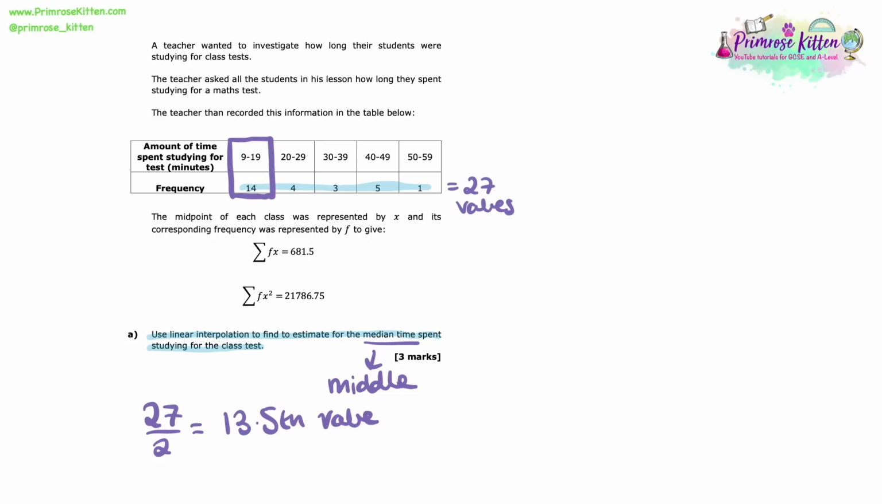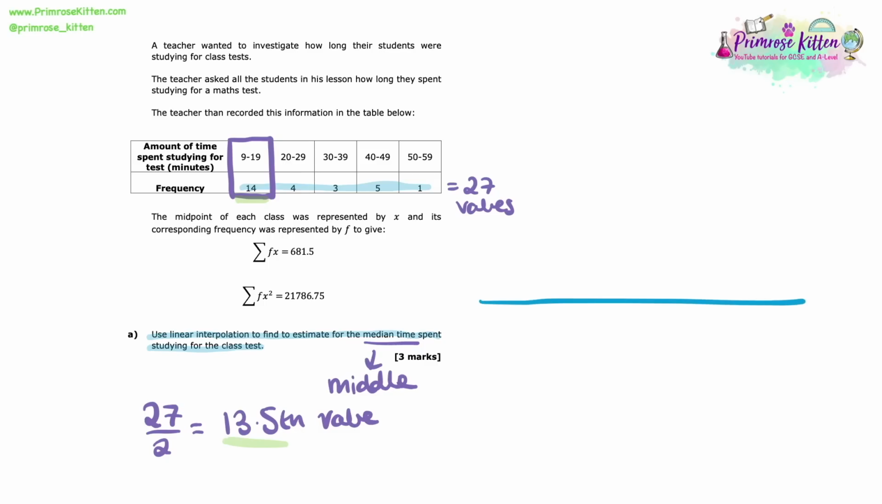Now looking at our table, you can see I've boxed off the one which has the amount of time studying to be between 9 and 19. The reason for this is that there are 14 people within this interval, and so that 13.5th person is lying within that first 14 people. So what we need to work out is, what is that median amount of time studying? And I've got a really handy little trick that will help you do this.